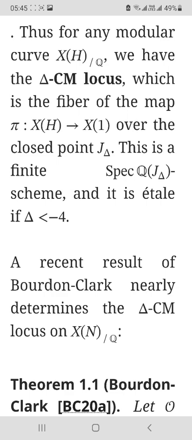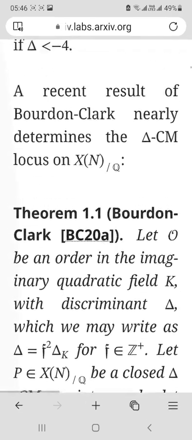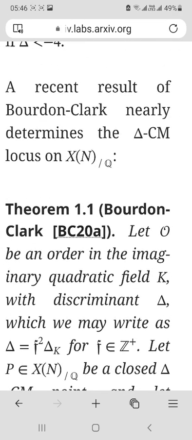This is a finite spectrum of Q(J delta) scheme, and it is étale if the discriminant is less than -4. A recent result of Clark nearly determines the delta CM locus on X(N) defined over Q, where N is a natural number.